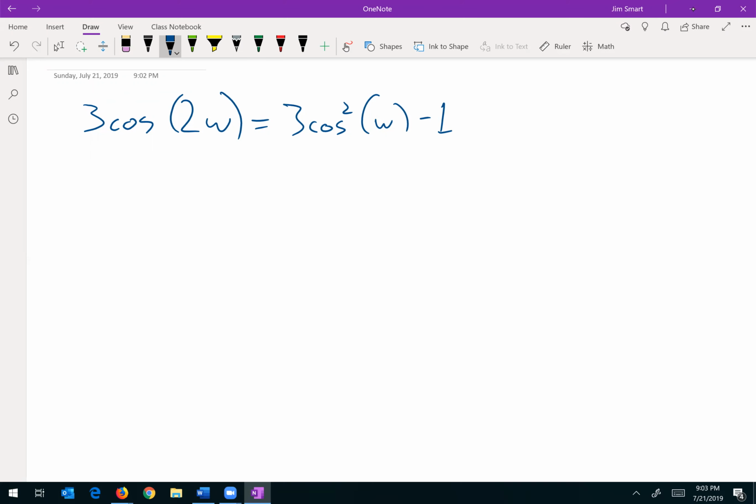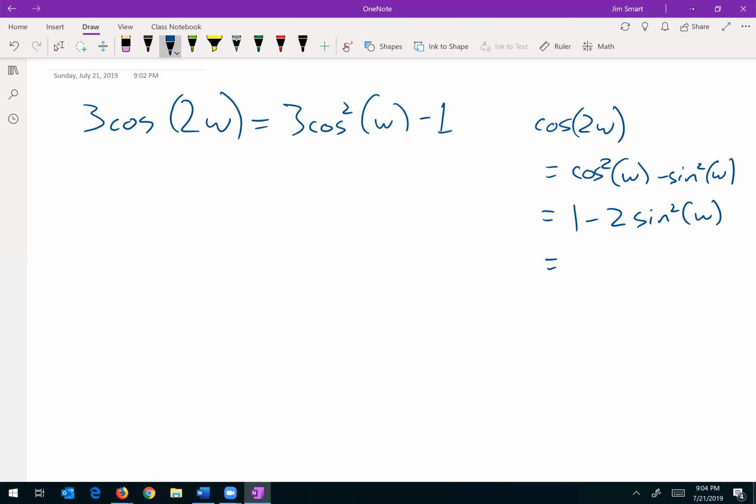The double angle formula, I want to use the one that involves cosine only. So the double angle formula for cosine, I'll do it in terms of w. Cosine of 2w is equal to cosine squared of w minus sine squared of w. The other two ways to write it are based on replacing cosine squared with 1 minus sine squared, that's the Pythagorean identity. That would be 1 minus 2 sine squared of w. And then you could also replace sine squared with 1 minus cosine squared, and then you'd have 2 cosine squared w minus 1. All right, so I'm going to use the bottom one there.